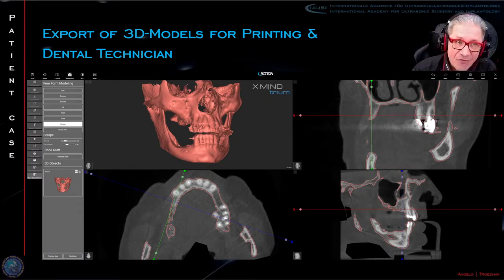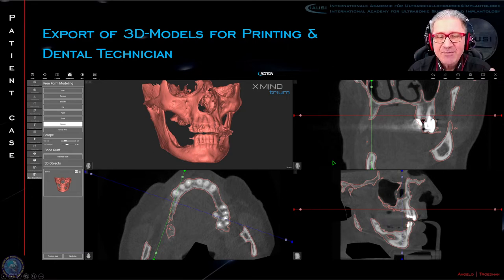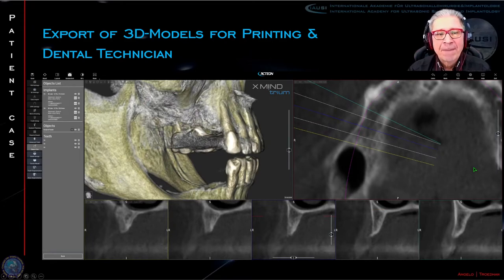Now, in the next step, of course, you export your three-dimensional skull for printing and for the dental technician. The software provides you all the tools that you need. You don't need to export the DICOMs and use another software. This is all integrated into the X-Mind Trium software. You can export in different types of file formats like STL, etc., the skull of your patient. And you can start to design your splints. You can start to design your surgical guides, etc.